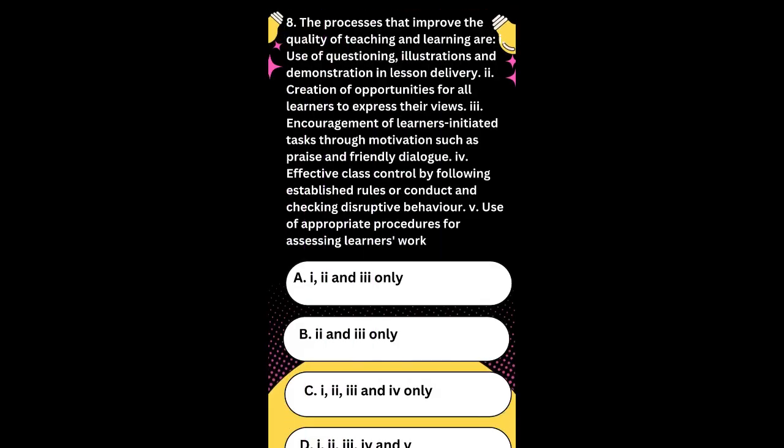8. The processes that improve the quality of teaching and learning are 1. Use of questioning, illustrations, and demonstration in lesson delivery. 2. Creation of opportunities for all learners to express their views. 3. Encouragement of learners-initiated tasks through motivation such as praise and friendly dialogue. 4. Effective class control by following established rules or conduct and checking disruptive behavior. 5. Use of appropriate procedures for assessing learners' work.